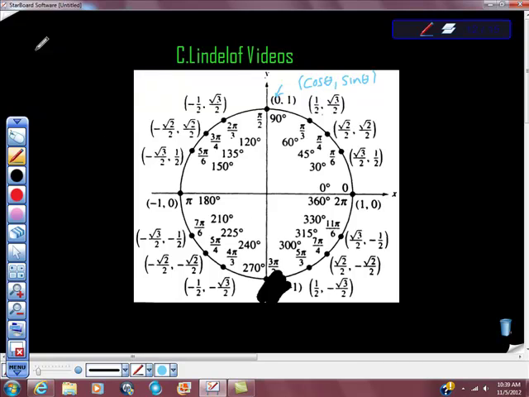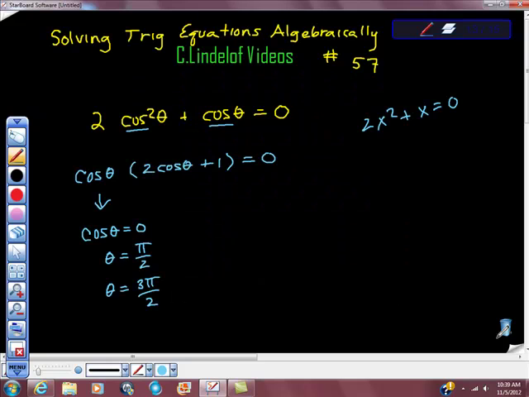All right, let's go back and do another problem. Actually, we have to do 2 cosine theta plus 1 is equal to 0. If we just do some algebra and solve, we get cosine theta is equal to negative 1/2. And if we check on the unit circle again, we find that that's true at 2 pi thirds and 4 pi thirds. So there are our answers.